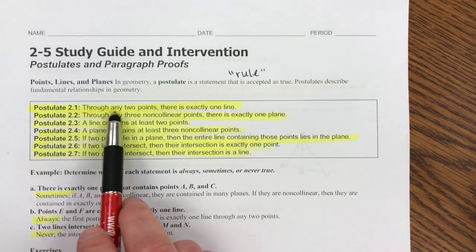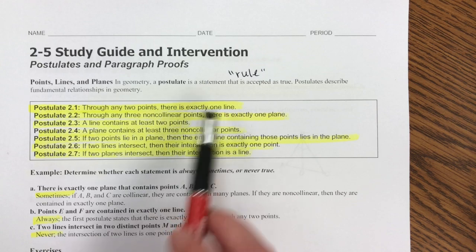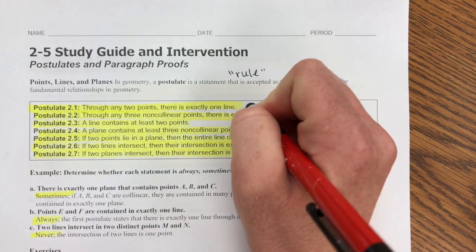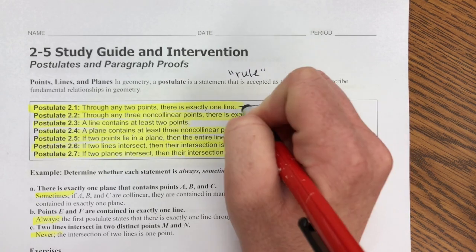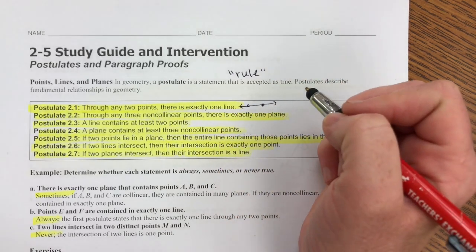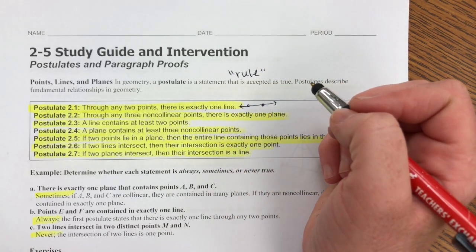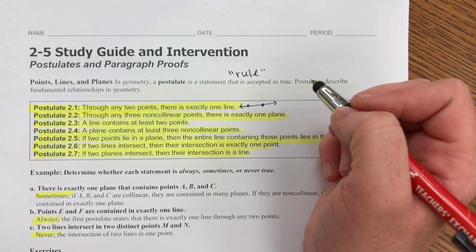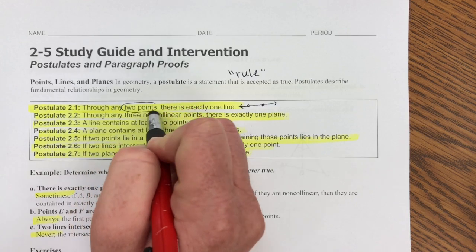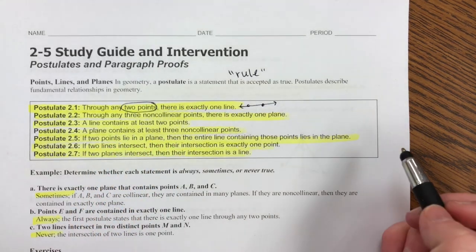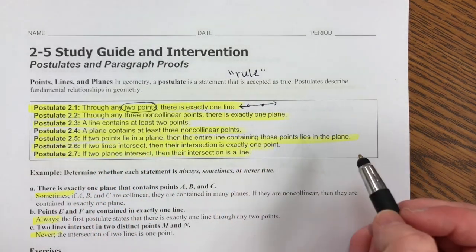Postulate 2.1, through any 2 points, there is exactly 1 line, right? Anytime you have 2 points, you can draw a line through them. So you need 2 points to draw a line. Can you draw a line through 1 point? No, you have to have at least 2 points. That's what this is saying. Through any 2 points, there is exactly 1 line. You can have more than 2 points, but you gotta have at least 2.